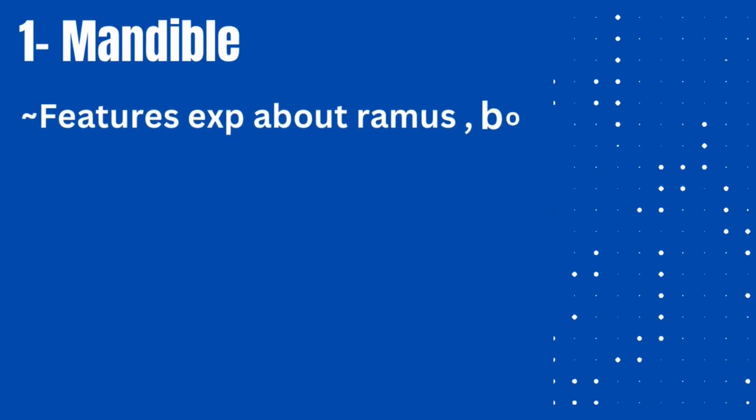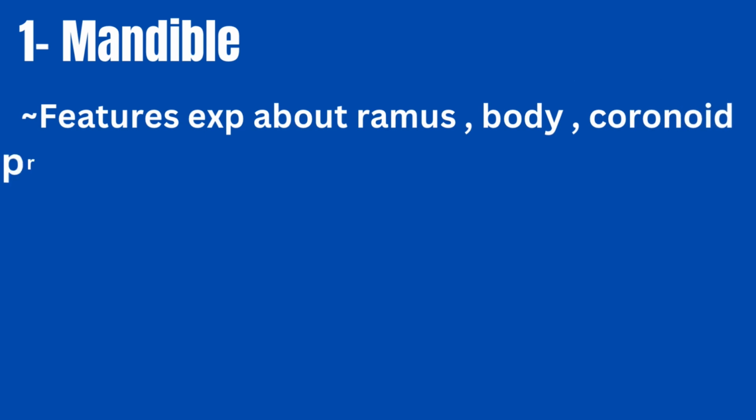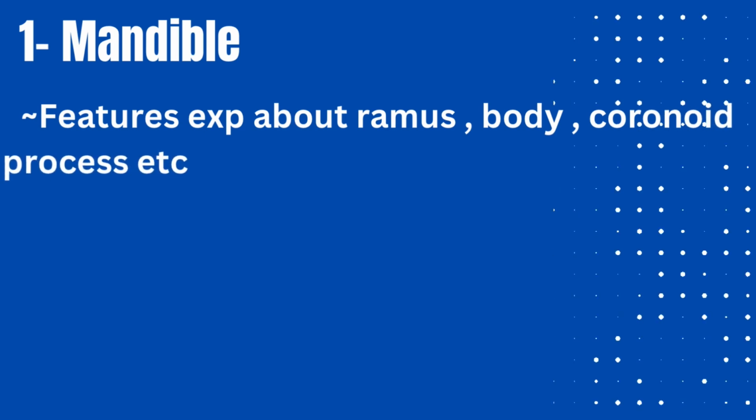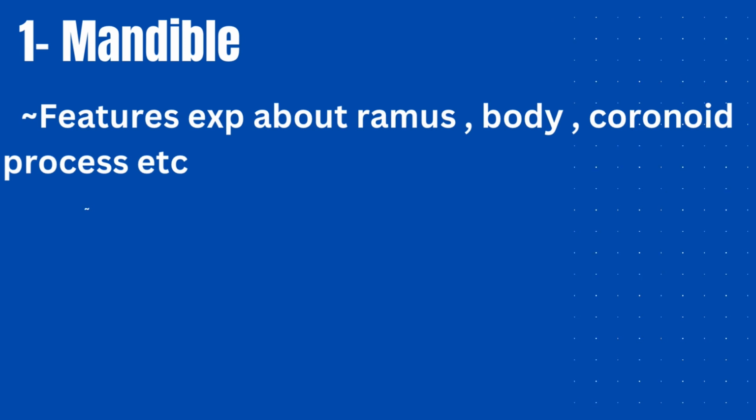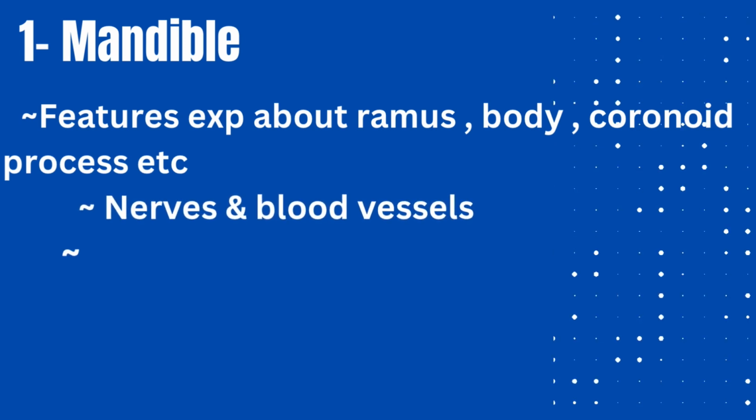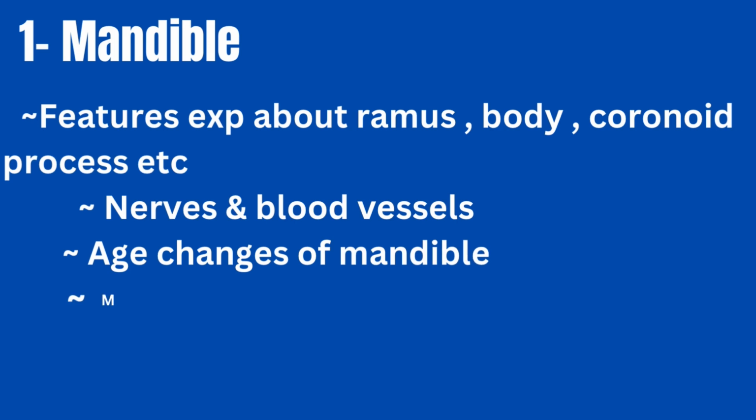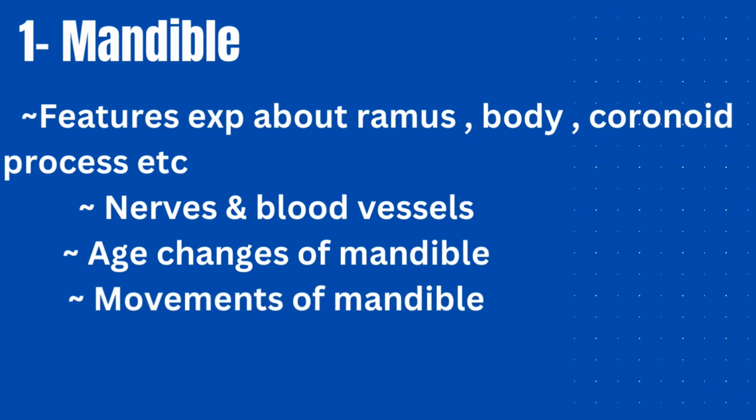Our first topic is the mandible. Mandible includes many questions like features, for example about the ramus, body, coronoid process, and condylar process. So we have to write a neat answer. Then the nerves and blood vessels, age changes of the mandible, then movements of the mandible.